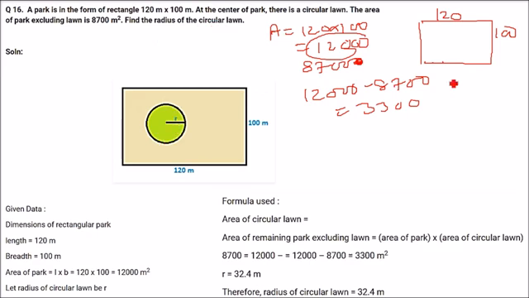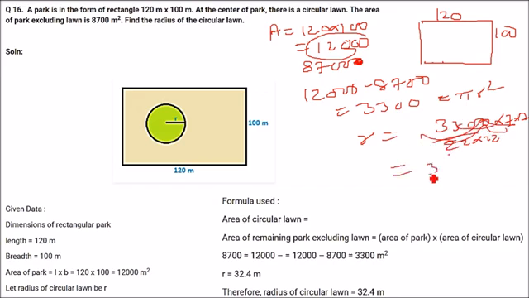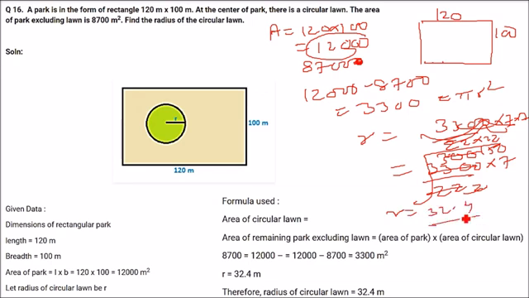We have to find the radius of the circular lawn. So the area is known for the circular lawn. Just put it as pi r square. So r square will be equal to 3300 by pi. I'm writing pi as 22 by 7. So 11 2s are 22, 11 3s are 33, 0, 0. It is 150 into 7. You take the root of r square, you get r as 32.4. The radius is 32.4. This is what has to be found out.